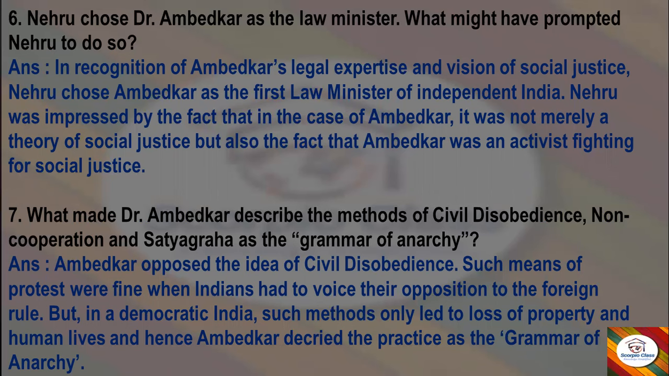Next question. What made Dr. Ambedkar describe the methods of civil disobedience, non-cooperation, and satyagraha as the grammar of anarchy? Answer. Ambedkar opposed the idea of civil disobedience. Such means of protest were fine when Indians had to voice their opposition to the foreign rule. But in a democratic India, such methods only led to loss of property and human lives, and hence Ambedkar decried the practice as the grammar of anarchy.